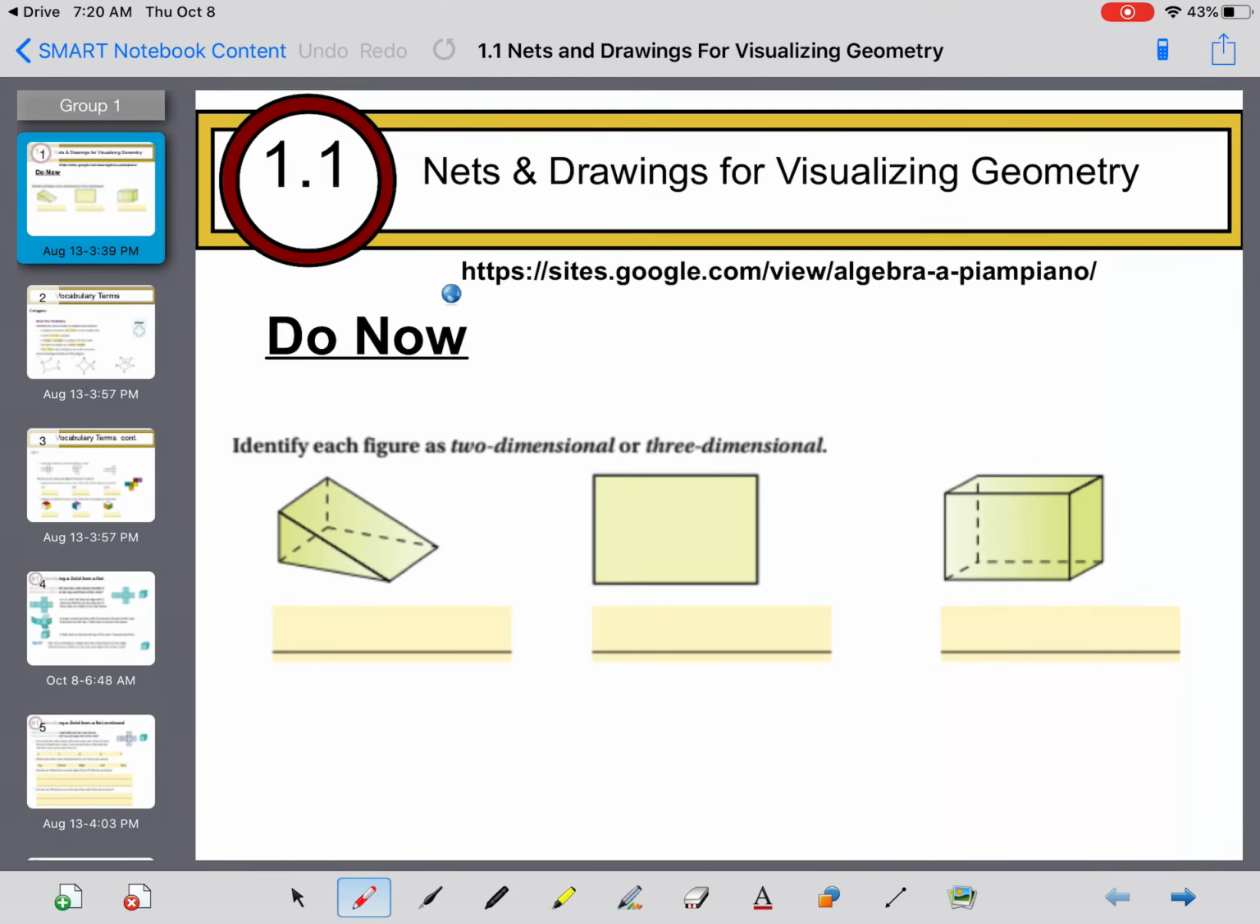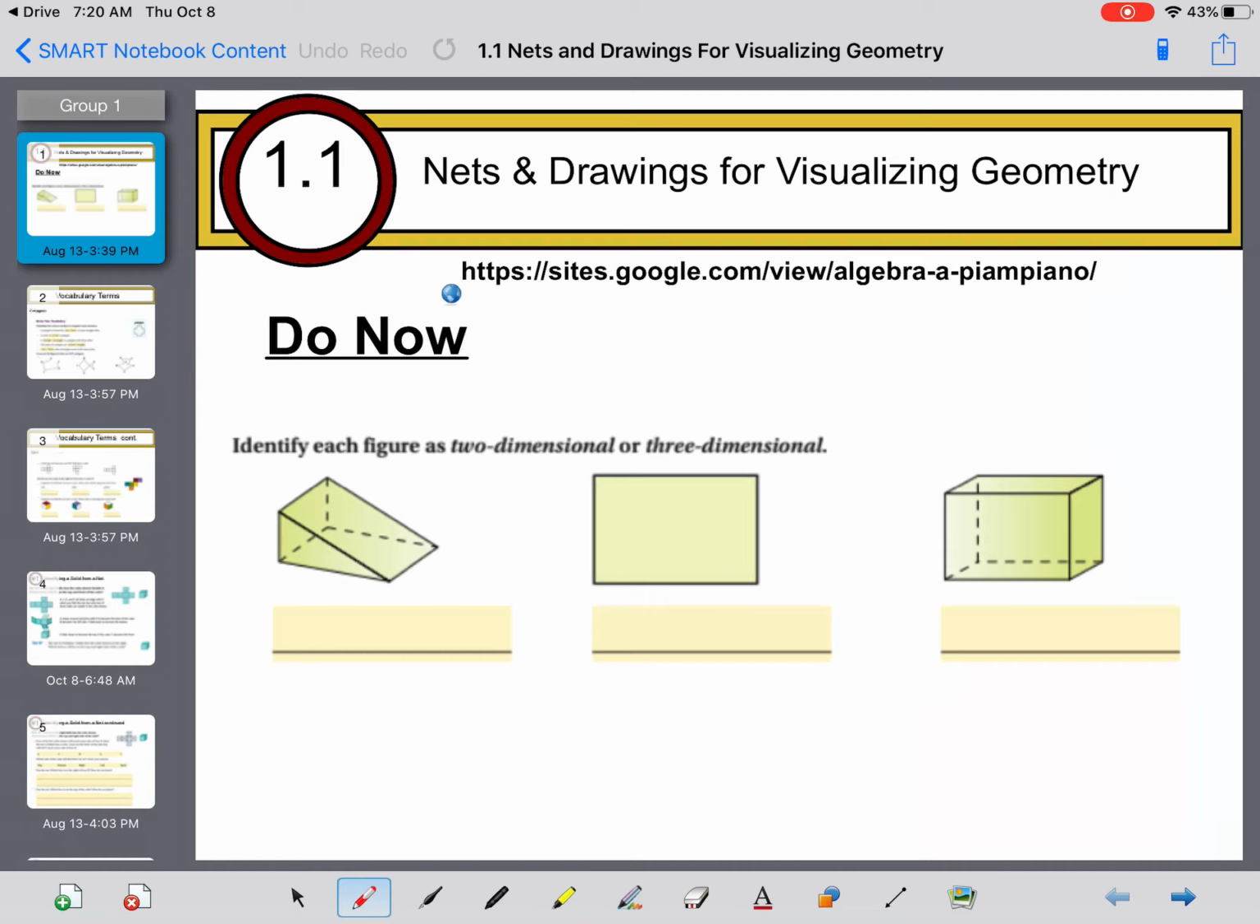All right, everybody, this is 1.1 Nets and Drawing for Visualizing Geometry. Okay, we've finished our algebra review portion of the course, and we're going to move on to our geometric thinking. All right, remember, this is a new way of thinking, very different from algebra, so keep that in mind. And we really have to do a lot of visualizing in our own heads today to get through this lesson.